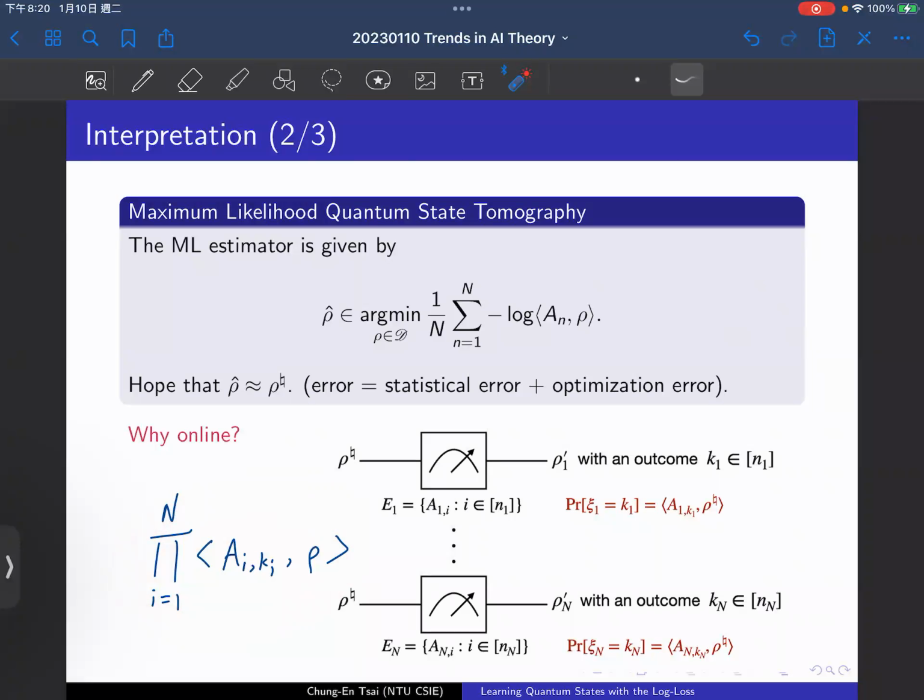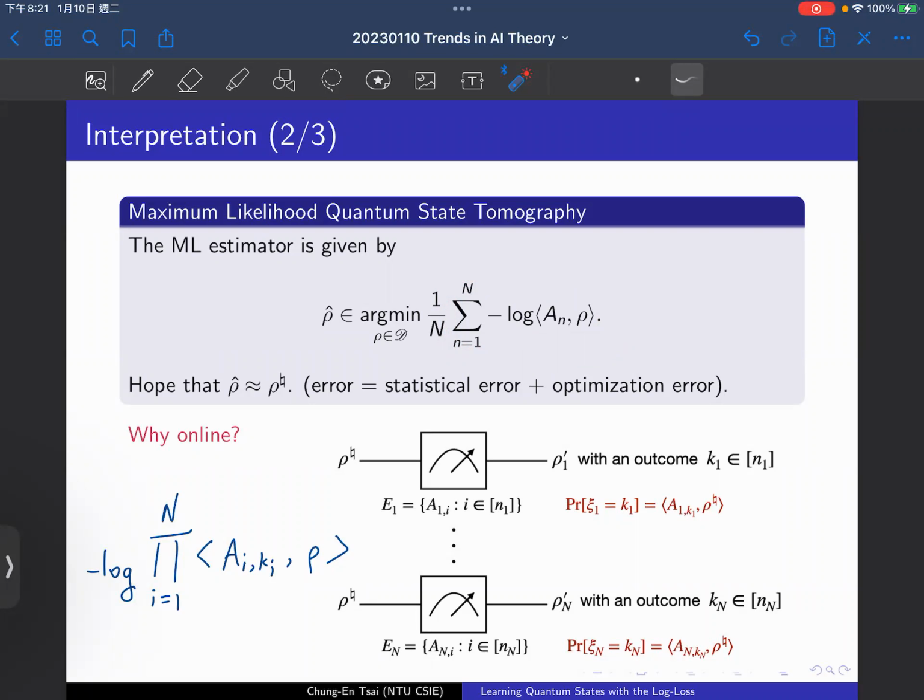And then, this is equivalent to finding the minimizer of this convex optimization problem, by taking minus log, which turns the product into a summation, and the maximum into a minimum. Therefore, the maximum likelihood estimator is given by the minimizer of this problem. And what we hope is that when the measurements are performed many times, the estimator is close to the unknown quantum state. Okay, and you can see that this is very similar to the cumulative loss of the learning quantum state problem.